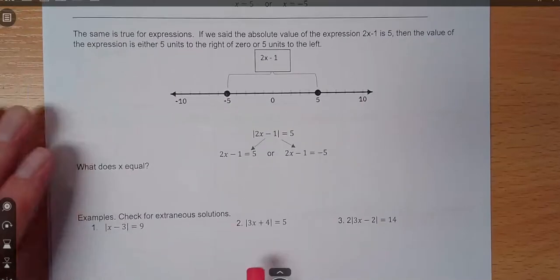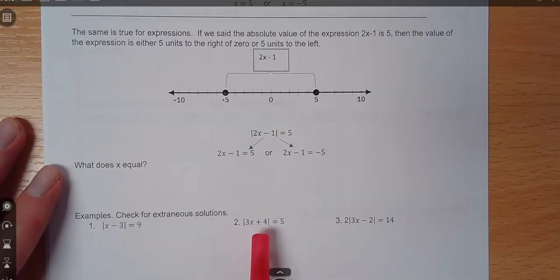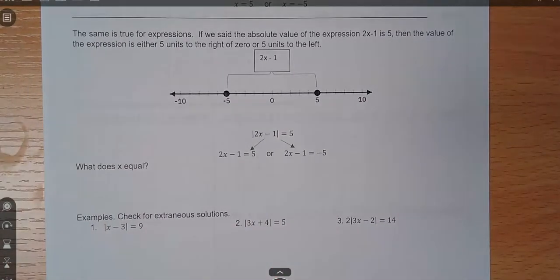The problems we're doing today, there's only one variable. So, for example, the absolute value of 3x plus 4 equals 5. There's no y, which means there's only one answer. Well, in this case, there's going to be two answers most of the time. But there's a locked-in answer. It's not a graph, or not a graph on a Cartesian plane.